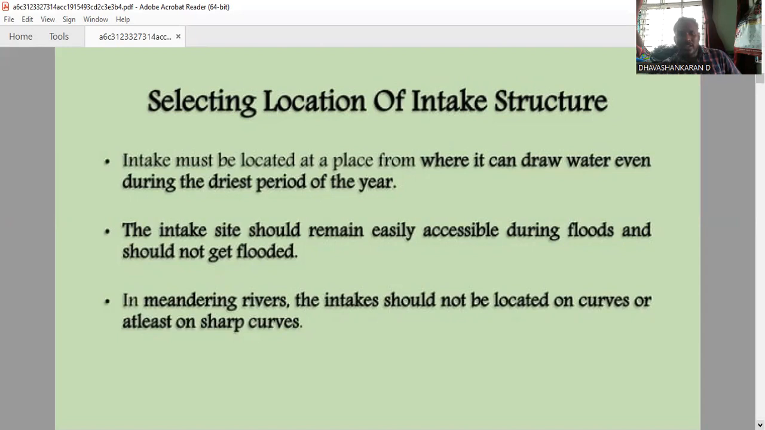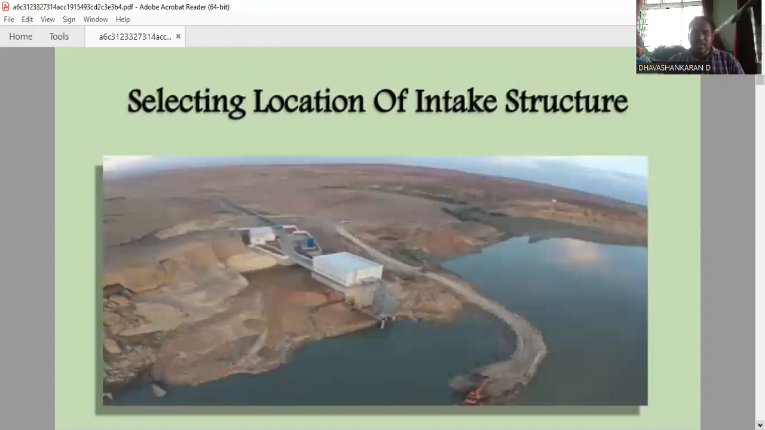for the intake structures. The intake should remain easily accessible during the flood and should not get flooded. In a meandering river, the intake should not be located on the concave side at a sharp curve. So we avoid a sharp curve or deepest curve, so it will be easiest to find the location where we can get the water. So this is the selection of how the water can be drawn from the source structure.